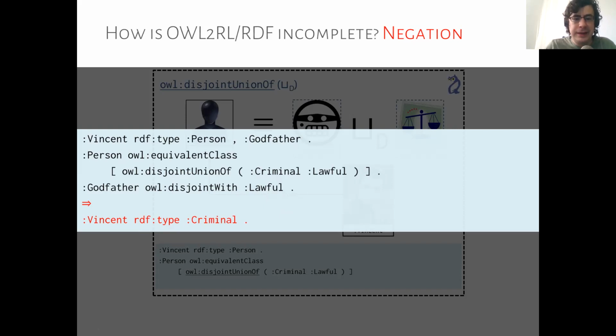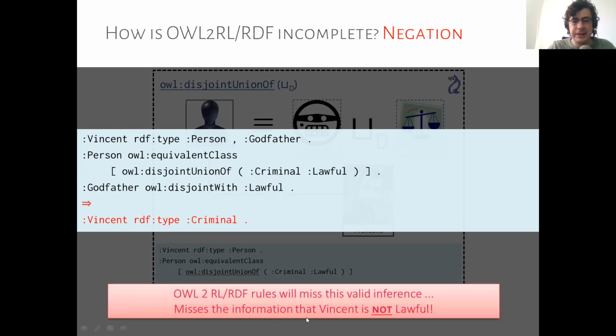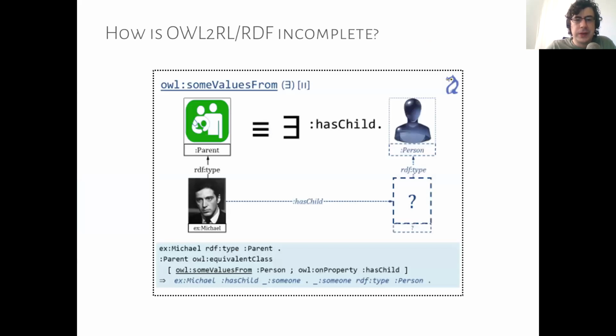Because we don't handle negation with these rules. So we don't handle in this case that Vincent is not lawful, right? We don't write this down with these rules. And we know again, he's not lawful because he's a godfather and godfather is disjoint with lawful. So there's no way Vincent can be lawful. We could definitely infer that Vincent is not lawful. So we don't capture that with these rules.